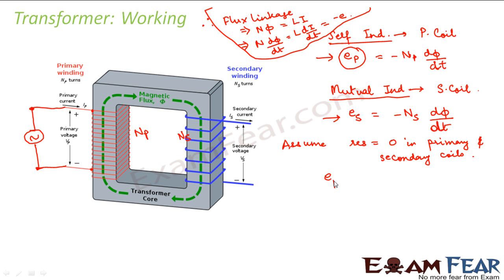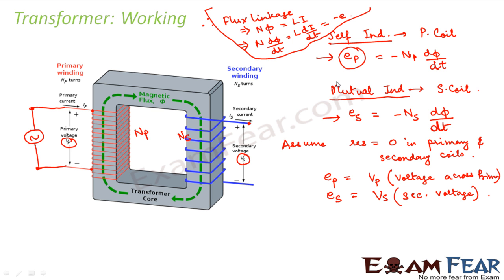So therefore EP, that is EMF induced in the primary coil, is equal to VP, that is voltage across the primary coil. Similarly, the EMF induced in the secondary coil would be the voltage across the secondary. That is this secondary voltage.